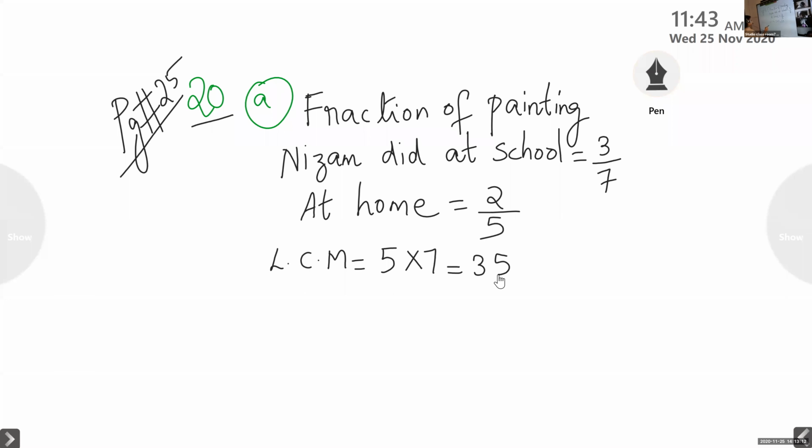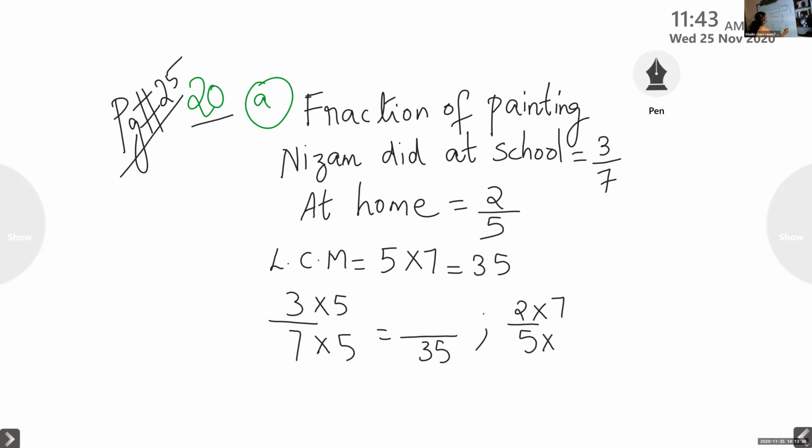Now 3 by 7, children, you know, is multiplied by which number? Find out. You should make 35. So 5 into 7. 7 is already here, so you have to multiply it by the other number. Find out. Also 2 by 5. You know, the other number is 7. You have to multiply it by 7. So in both cases, the denominator will be the same.